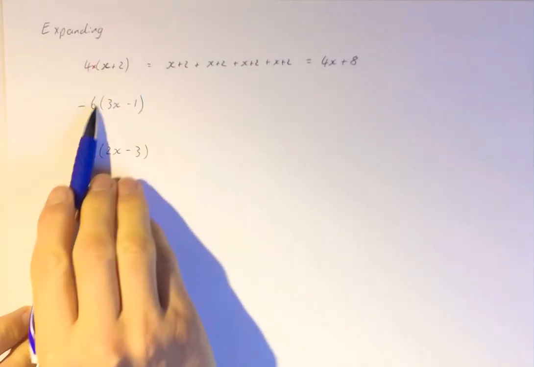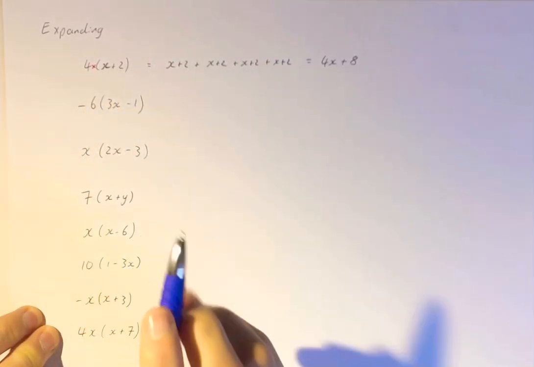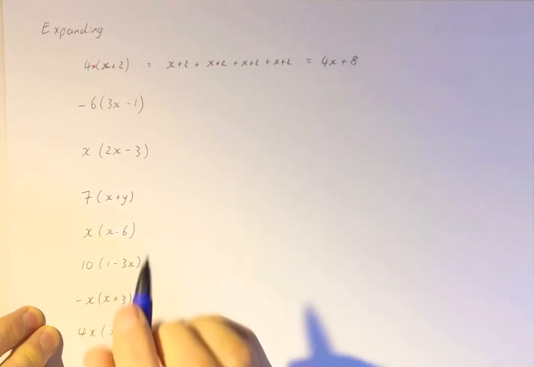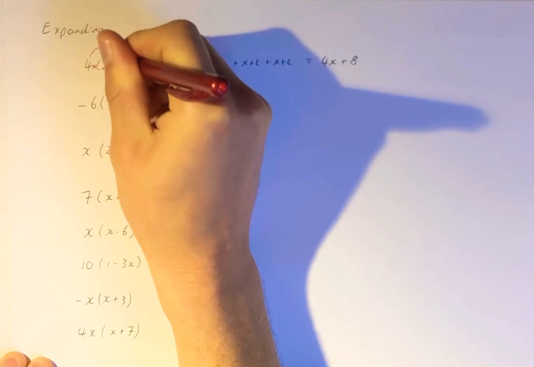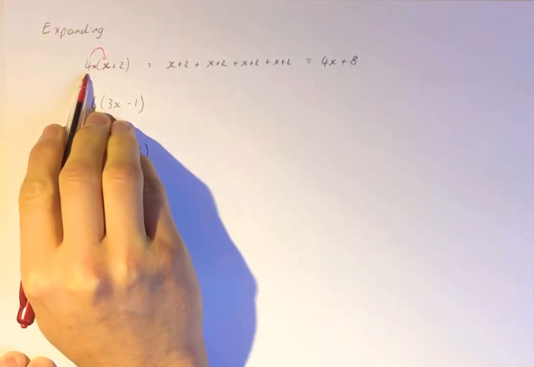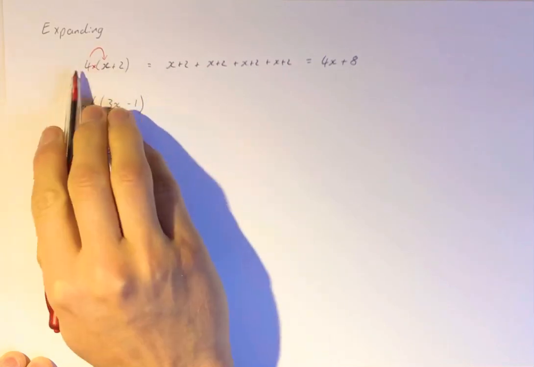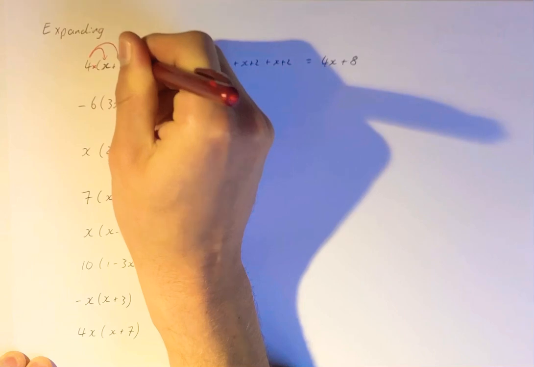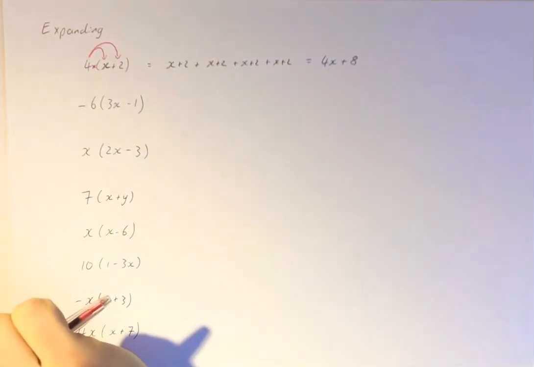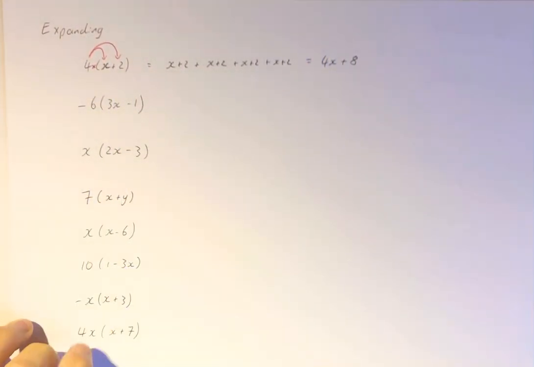You could pause this video and give this one a shot, but it's this negative that's going to be tricky here. I can't really write this as negative 6 lots of 3x minus 1. It's just a little bit more abstract. So what we do is, as you can see with this one, we have the term on the outside of the bracket times this term here, so we have 4x, and we have 4 times 2, and that's the shortcut, right? 4x plus 4 lots of 2, and that's 4x plus 8.